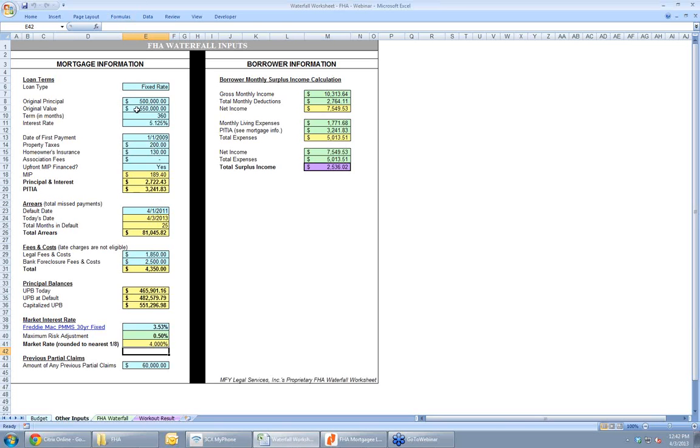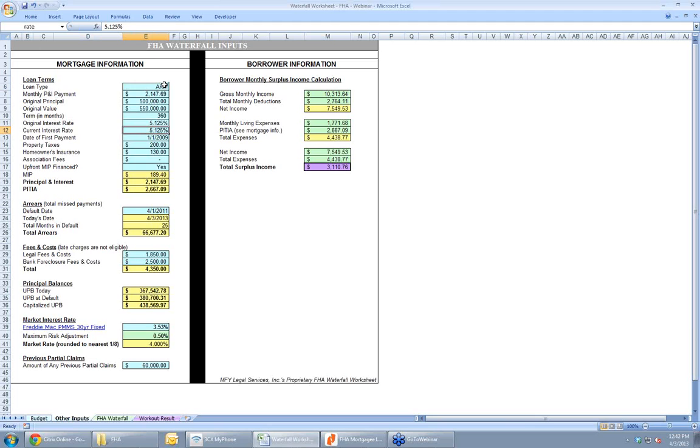One is the original value here. MIP is based on the value of the home at the time the mortgage was originated. So that's what you'd want to put in there. It's also based on, if you have an adjustable rate mortgage, the amortization schedule that MIP uses is based on the original interest rate. So that's why now when I went to ARM, we have an original interest rate here, and we have a current interest rate here.